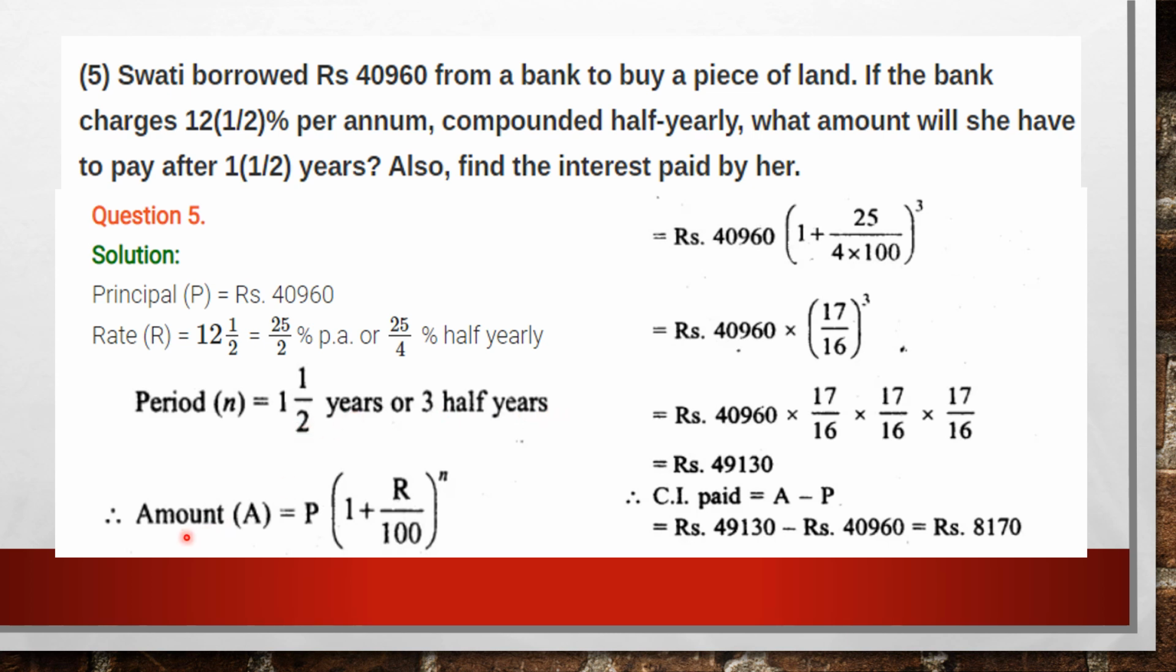Now the amount is equal to P into (1 plus R by 100) power n. So principal amount is 40,960 into (1 plus 25 by 4 divided by 100) power 3. 25 by 4 is the half-yearly rate. It has been compounded half-yearly, so for 1.5 years, the power is 3. Now we get 49,130 as the amount. So what is the interest to be paid? If you subtract the principal amount 40,960 from 49,130, the interest to be paid is 8,170.